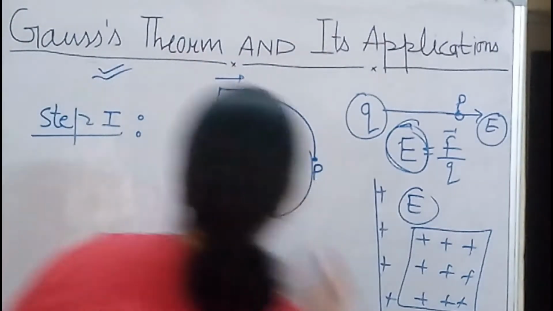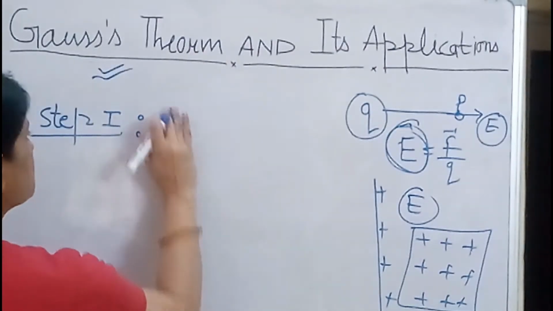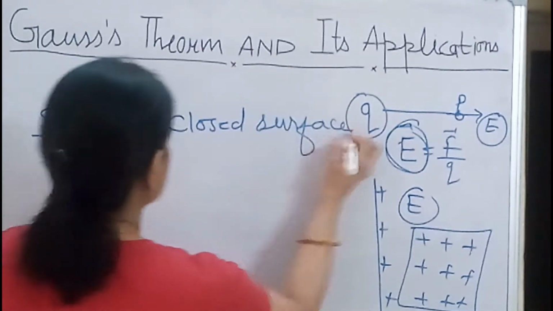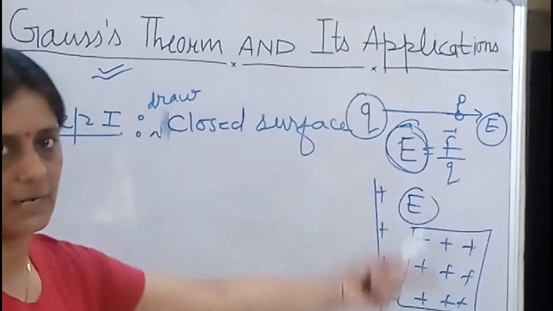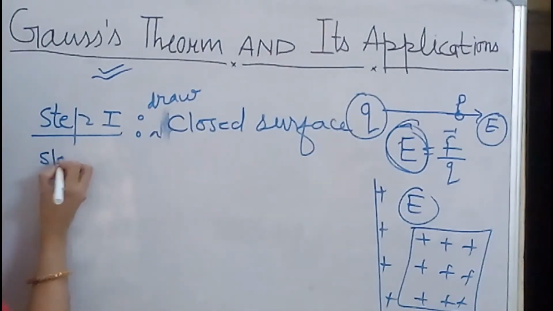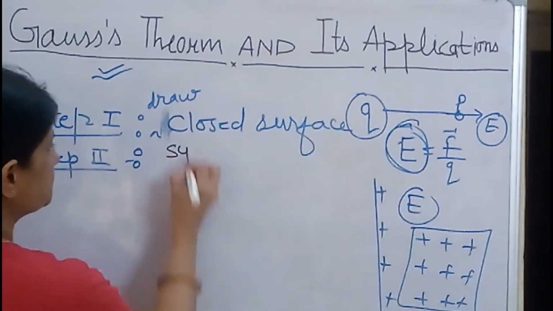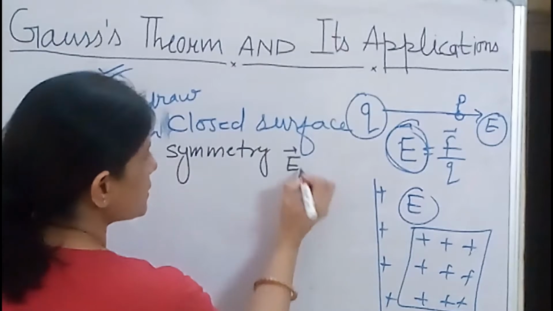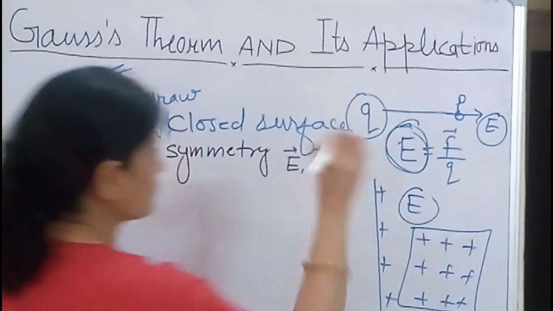So step number one is, closed surface is a must. You have to draw a closed surface around the charges. Okay, step number one. Step number two is symmetry. Symmetry of what? Symmetry of E on the surface, symmetry of A on the surface, symmetry of theta on the surface.